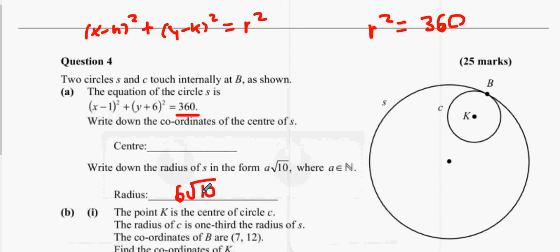Next thing, the center. Well, the center is (h, k). And h is equal to 1, and k is equal to minus 6, just by direct comparison. Minus k equals plus 6, and minus h equals minus 1, which gives you h equals 1, k equals minus 6. So this is the point (1, minus 6).